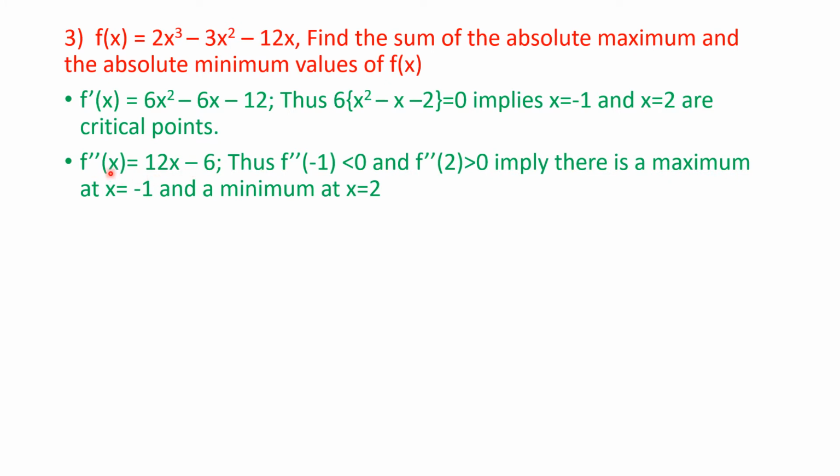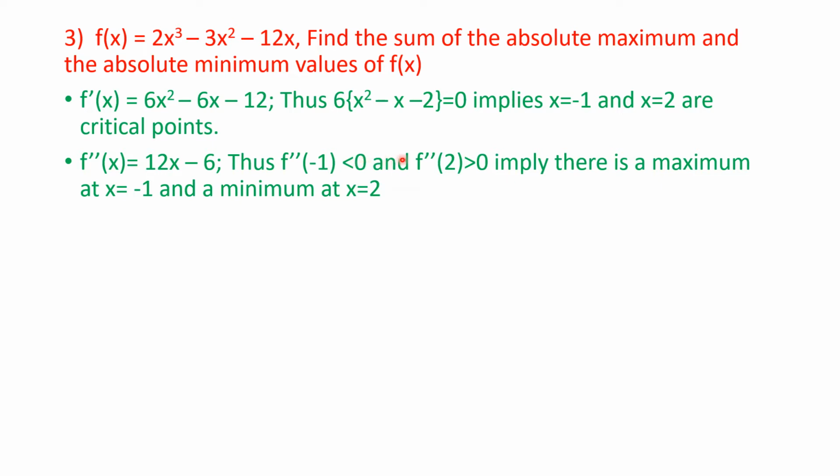If we take the second derivative of the function, we'll get 12x minus 6. Thus, evaluating the second derivative at the first critical point, which is negative 1, will give us a negative value. So that means that we have a maximum there.